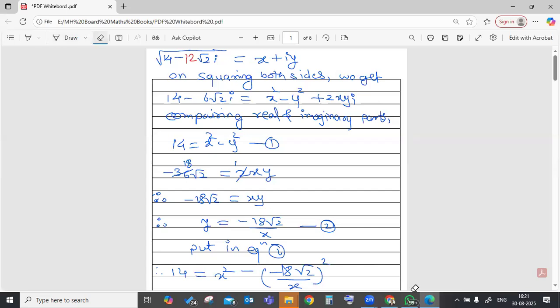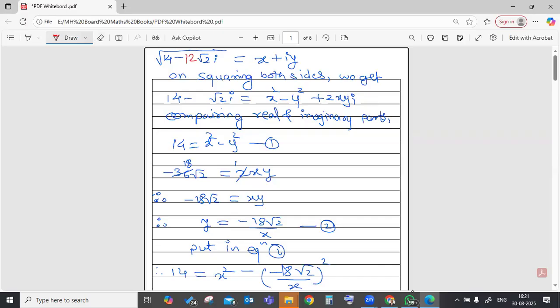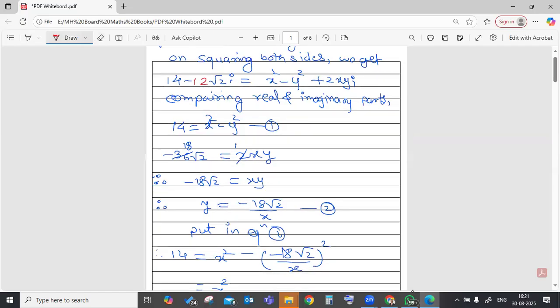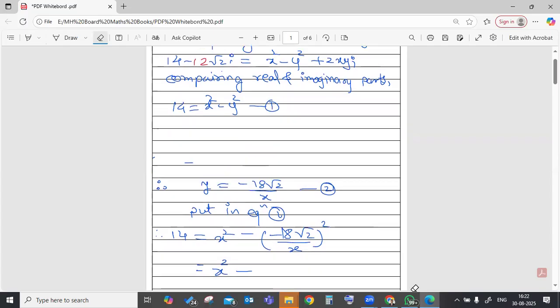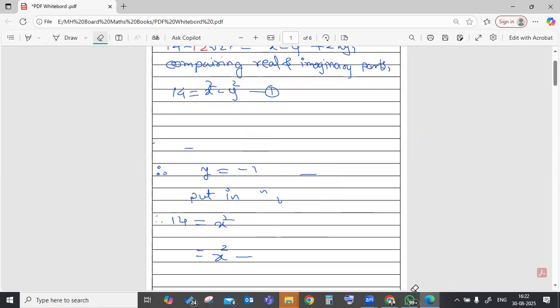Then this will be 12 again, right? 14, this is correct. Okay. And next, from this part onwards, let's correct it and write it correctly. This part onwards, let's redo it.